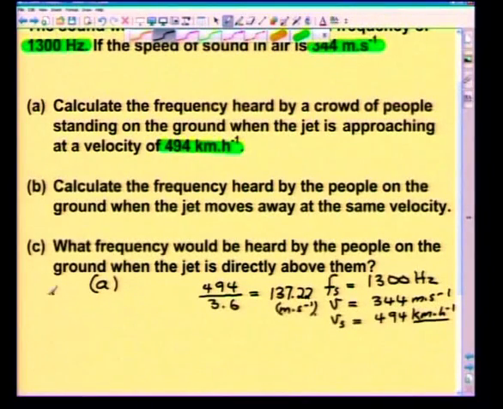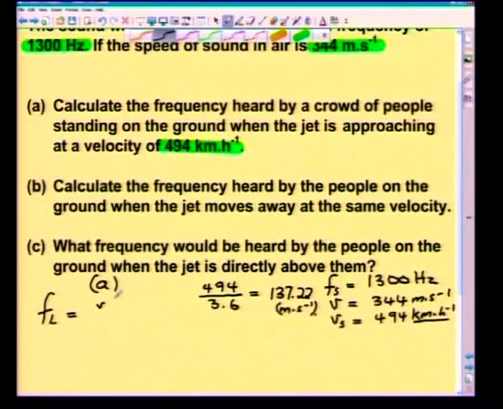Now, question number A, the frequency heard by the people standing on the ground will be given by the Doppler equation. Now we need to think again. Is the jet approaching the people, or is the jet moving away from the people? Now from the question, we hear that the jet is moving towards the people. Now if the jet is moving towards the people, it means that the resulting frequency that is going to be heard by the people is going to be larger than that of the source.